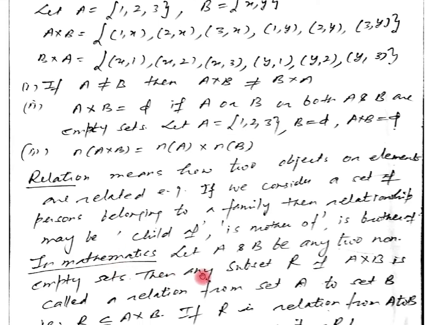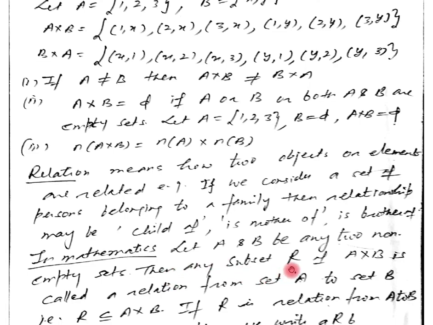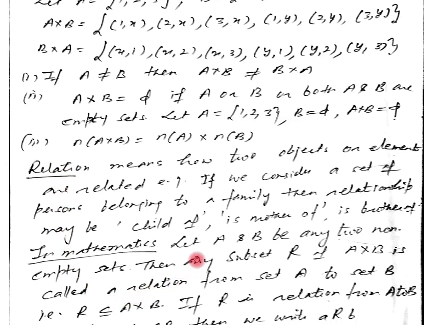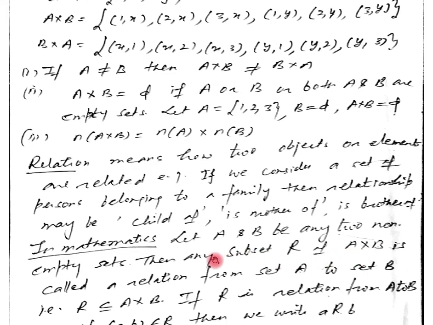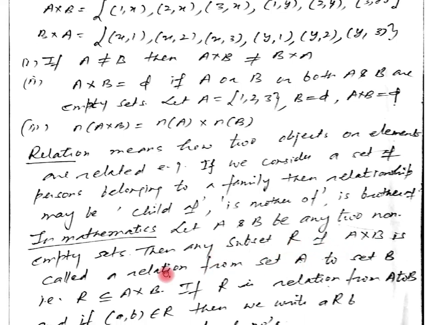But in mathematics, let A and B be two non-empty sets. Then any subset R of A cross B is called a relation, because in A cross B we always have ordered pairs, and when we talk about a relationship it is always between two elements or two objects. Therefore, an element of R should always be in the form of an ordered pair. So if A and B are two non-empty sets, then A cross B is their Cartesian product having all the possible ordered pairs of A and B. Then any subset R of A cross B is called a relation from set A to B.